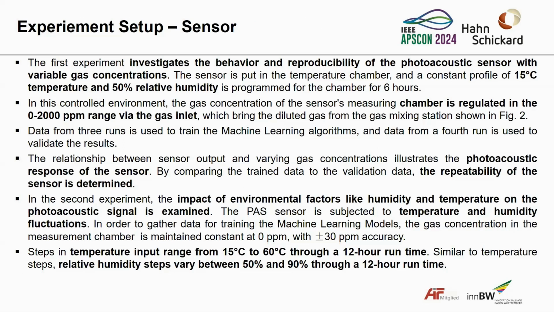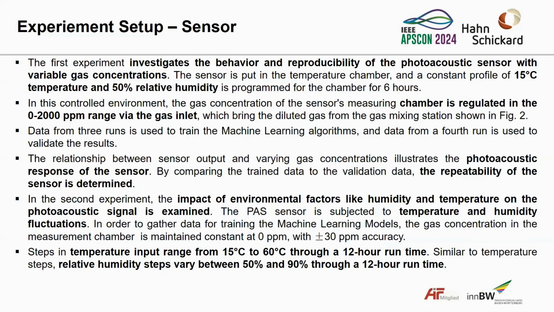So the idea is that for the first experiment, at certain concentrations, we want to check whether the sensor which we produced using this photoacoustic principle is repeatable or not. We do this at 15 degrees Celsius and 50% relative humidity. We also vary the concentration of carbon dioxide between 0 to 2000 ppm via the gas inlet. We use data from 3 runs of the experiment, and 1 data set is used for validation purposes.